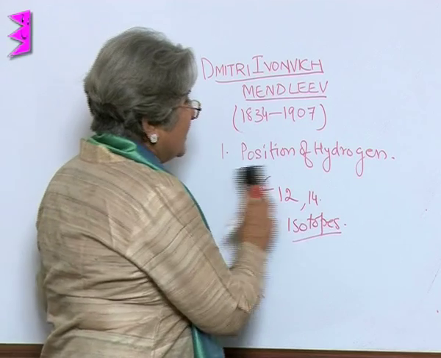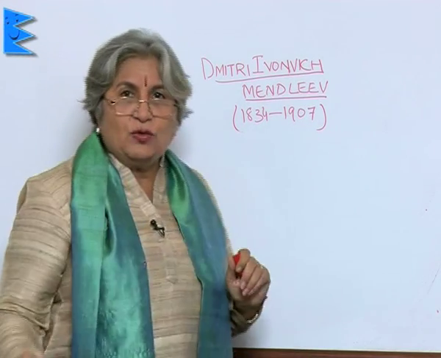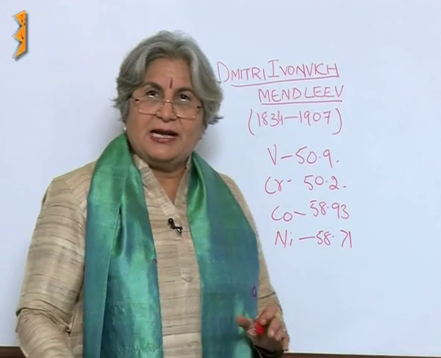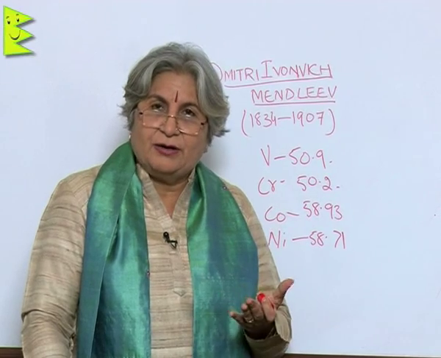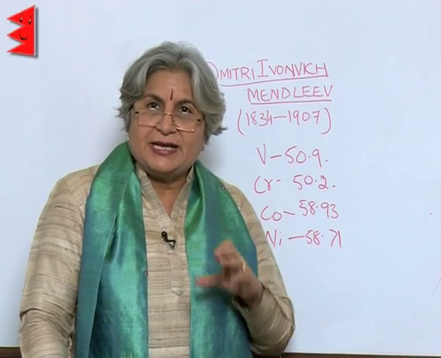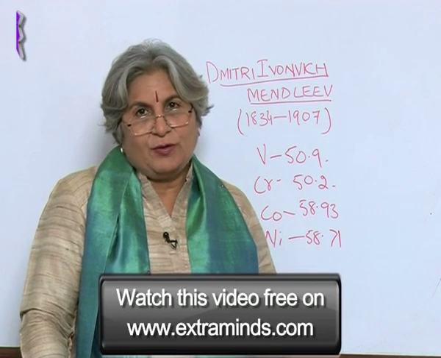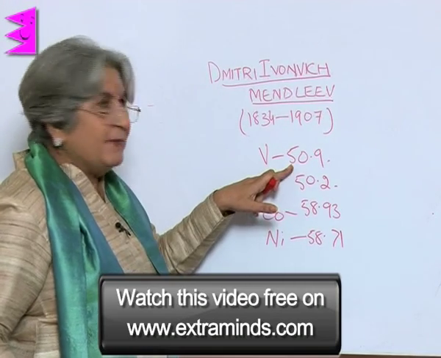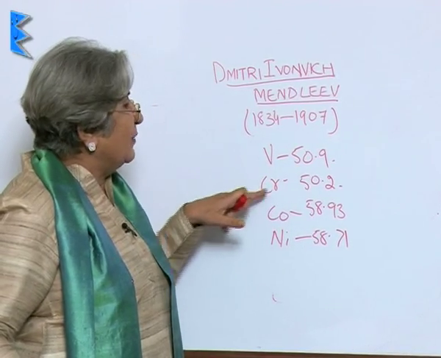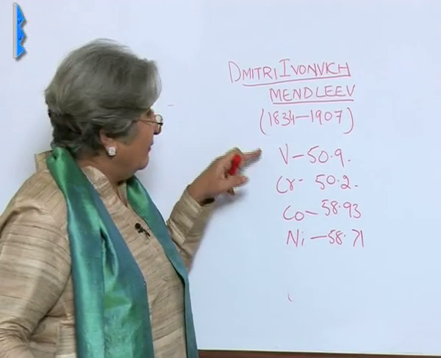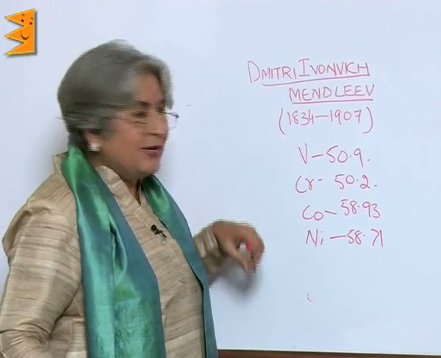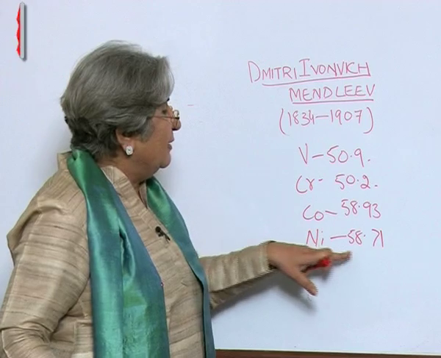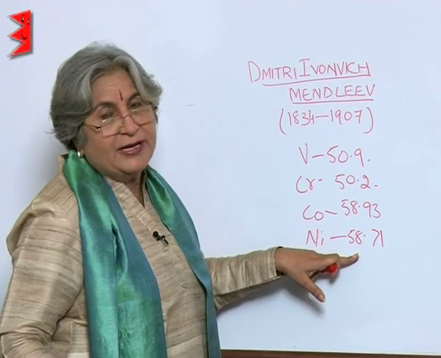Thirdly, in his arrangement, at least in two pairs, he put the heavier element before the lighter one. Although generally the elements were arranged in an ascending order of their atomic mass, at least in the case of two pairs, the rule had been broken. Like this, vanadium V has atomic mass of 50.9 and that of chromium is 50.2, but V comes before Cr. Similarly, cobalt, which is 58.93, comes before nickel, which has atomic mass of 58.7.